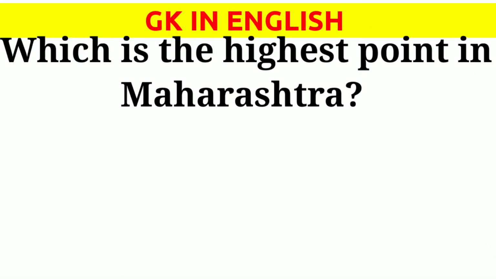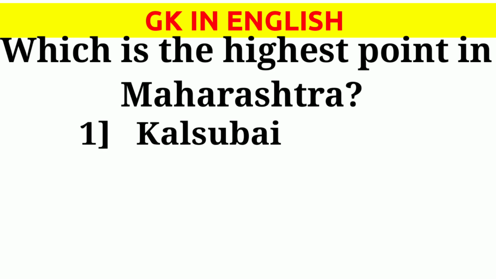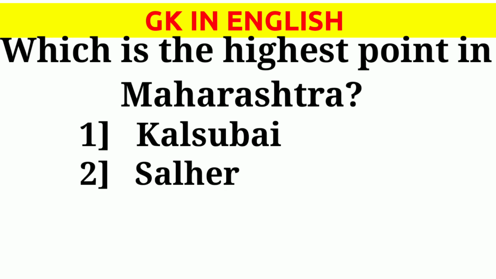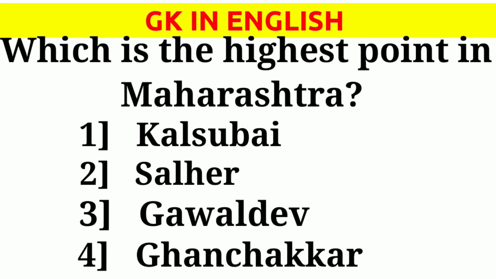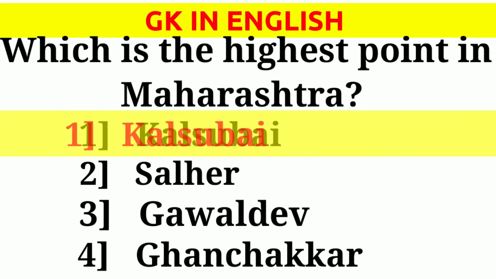Which is the highest point in Maharashtra? 1) Kalsubai, 2) Salher, 3) Gavaldev, 4) Ghanchakkar. Correct answer is 1) Kalsubai.